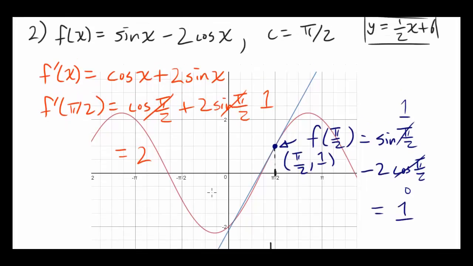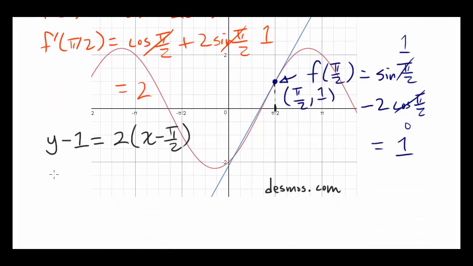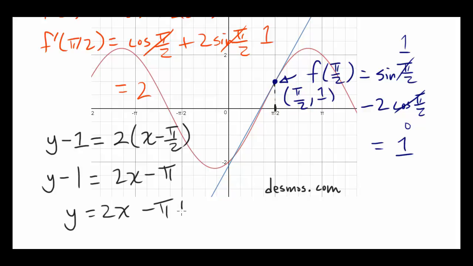So now you can just plug it into y minus y1 is m times x minus x1. y minus y1, in this case 1, is equal to the slope, which is 2, times x minus pi halves. You can simplify this if you want to. y minus 1 equals 2x minus pi, or y is 2x minus pi plus 1.